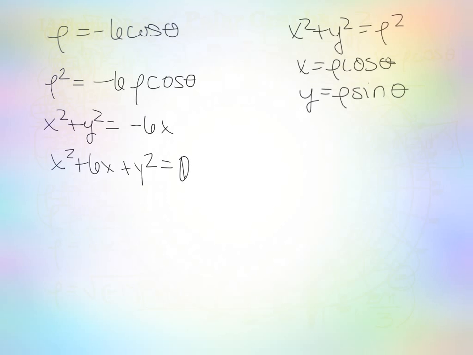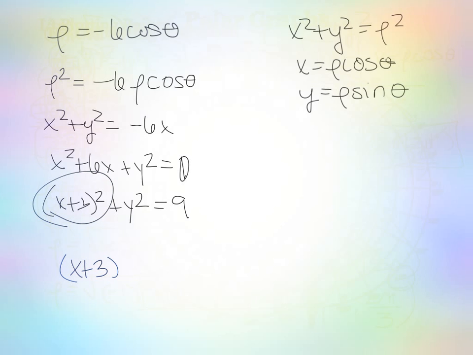Factor. So x squared plus 6x becomes (x + 3)² + y² = 9, because when we did this part we added a 9. So the final is (x + 3)² + y² = 9.